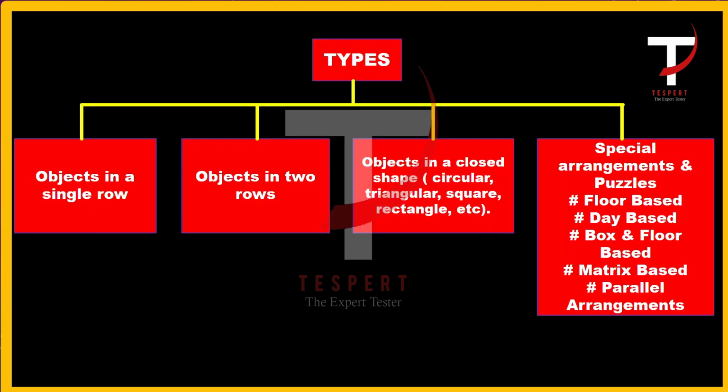So these are the basic types of puzzles and arrangements. First type is objects in a single row; linear arrangements come under this category. Objects in two rows is the second type. Objects in closed shape, so circular arrangements, come under this category. Besides circular arrangements, we also have triangular, square, rectangular, etcetera, all types of closed shapes. And we have special arrangements and puzzles: floor-based, day-based, box and floor-based, matrix, parallel arrangements.